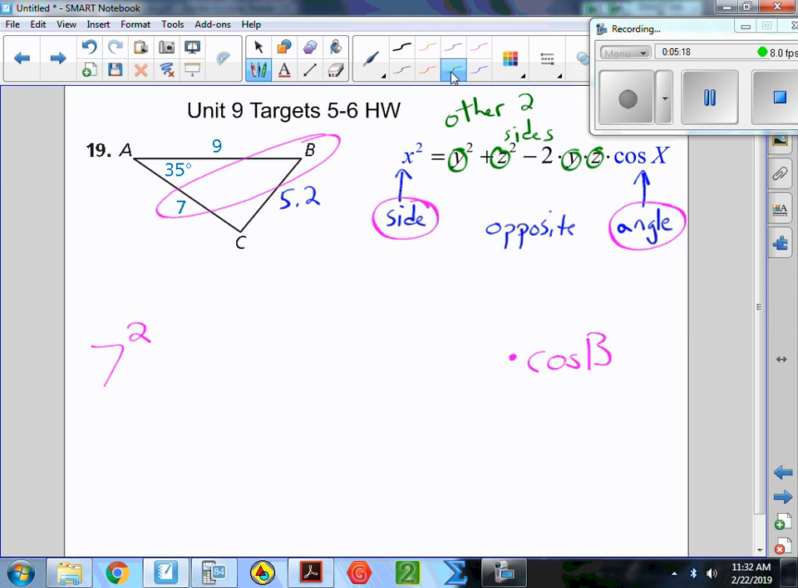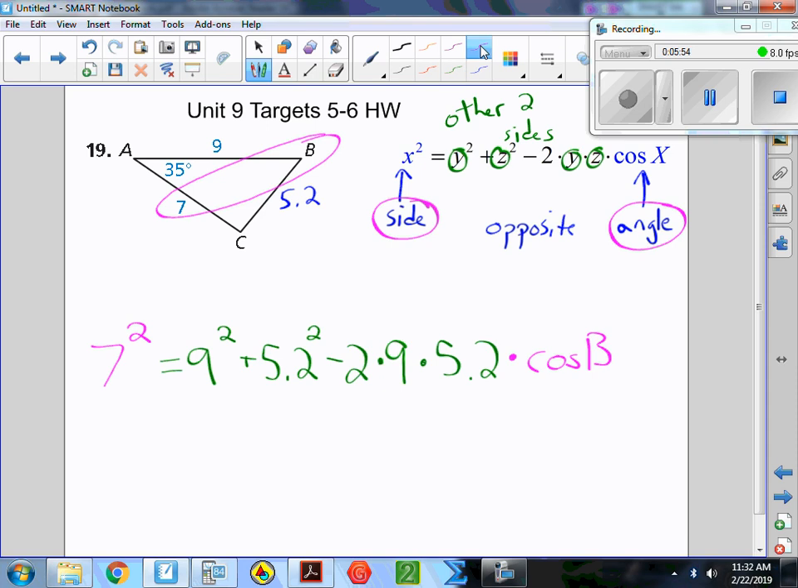The rest of the equation is that 7 squared equals the other two sides squared, so 9 squared plus 5.2 squared, minus 2 times each of those, so times 9 times 5.2, and then times cosine of the angle B. Because of the way this is set up, I can't just plug it in my calculator. On the right side of the equation, I have a B. What I need to do is simplify this a little bit and realize that it's just an algebra equation that we can solve using our steps.